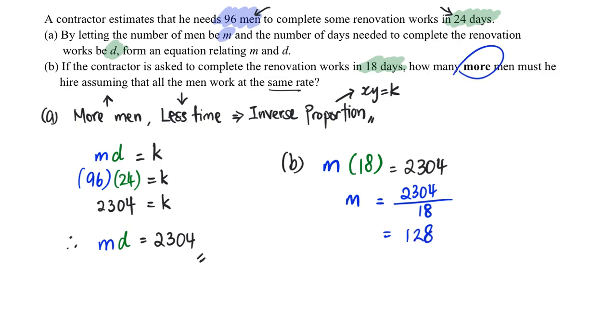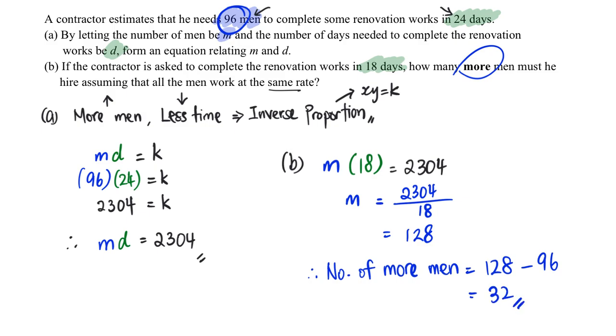So they want how many more? Previously it is 96. So therefore, the answer will be number of more men equals 128 minus 96. He needs 32 more. We've come to the end of this example. So please, let's move on to the last example for this video.